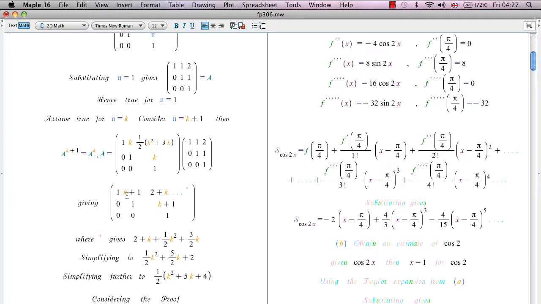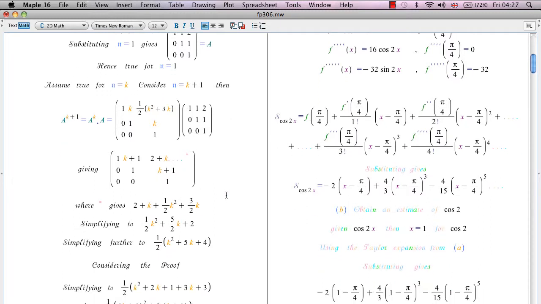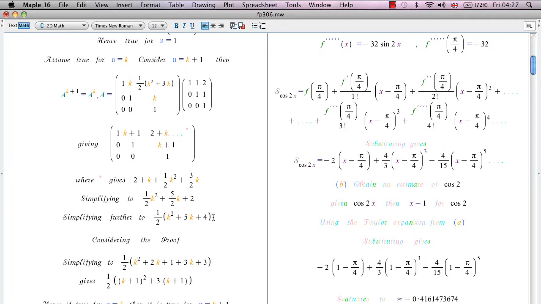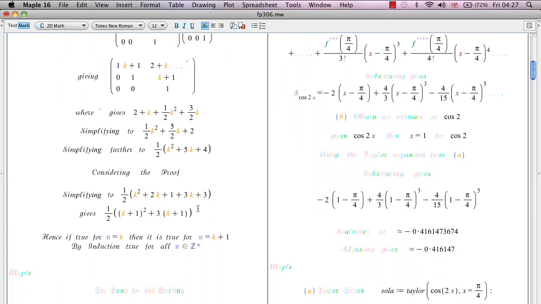So applying, we see that k plus 1 is satisfied here, but considering the top right starred expression, simplifying further to here, considering the proof required for induction, adjusting and simplifying further, then it is true for n equals k plus 1, then by induction true for all n from the positive integers.